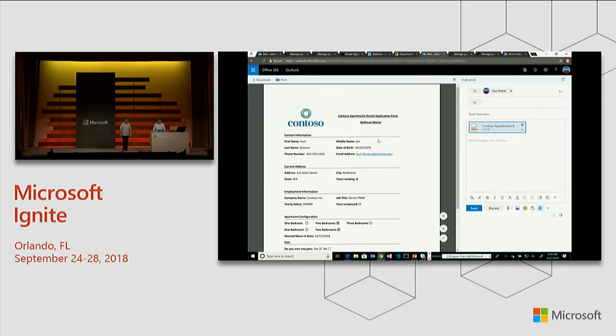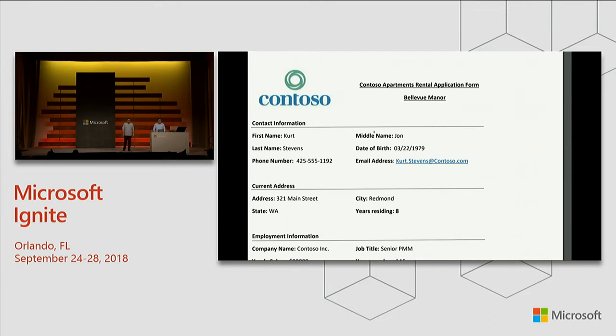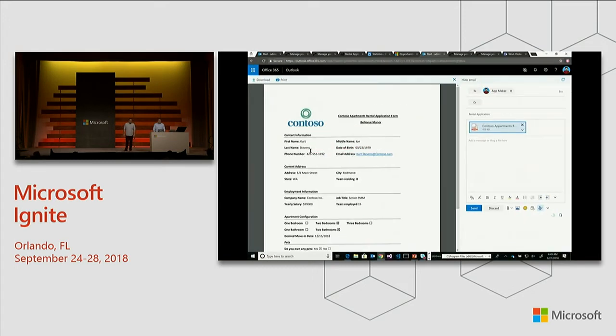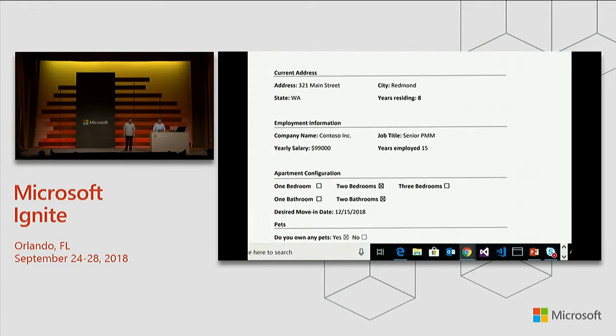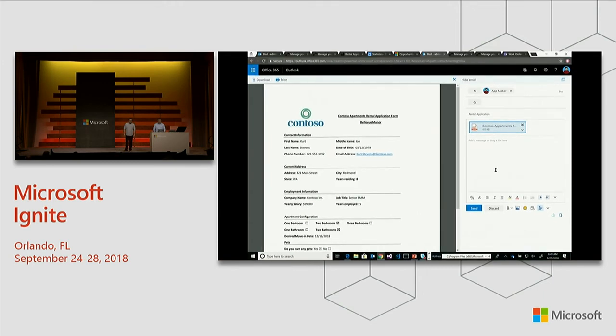So here is the PDF that I'm about to send in. There are a few interesting fields that we want to capture. One is the property name. In this case, it's a fictitious place called Bellevue Manor. We can see the first name, Kurt. The last name is Stevens, date of birth, and email address, which would be interesting in order to understand whether or not they exist, where they currently reside, the company they work for, their job role, their salary, whether or not they want a 1-bedroom or a 2-bedroom, and if they have pets. So we're going to go ahead and send that in.